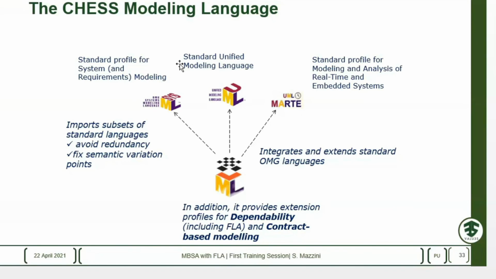The modeling language of CHESS is a profile of SysML, UML, and MARTE that imports a subset of these standard languages, avoiding redundancy and fixing some semantic variation points. But in addition, it has a large extension profile, generally addressing dependability properties, and that includes also FLA extensions. And another major extension is support for contract-based modeling.